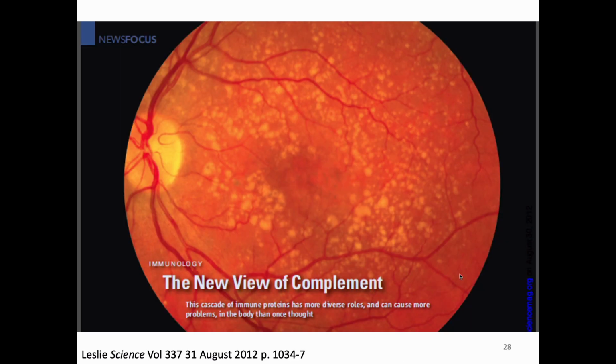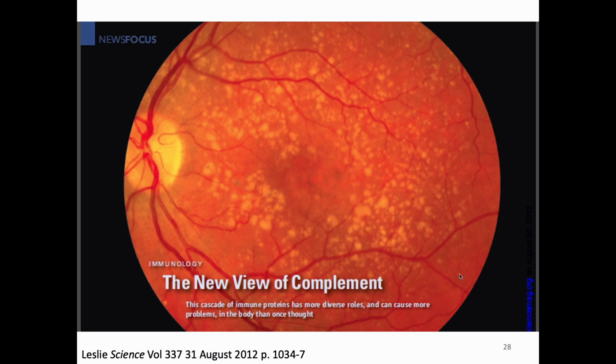This is something known as the complement system. And one big thing that has happened, that we have seen more and more often in immunology, is that we are realizing that complement can do a lot of things that we never knew about before.